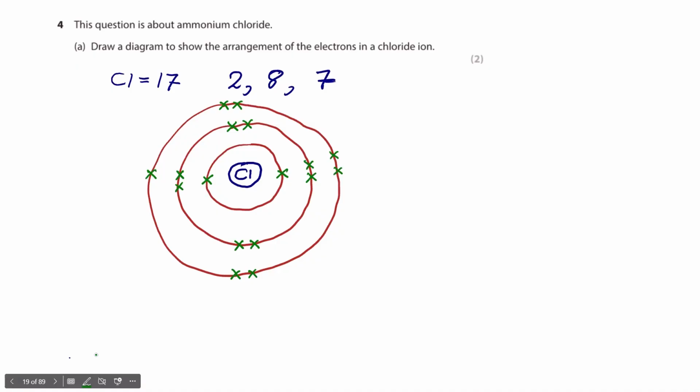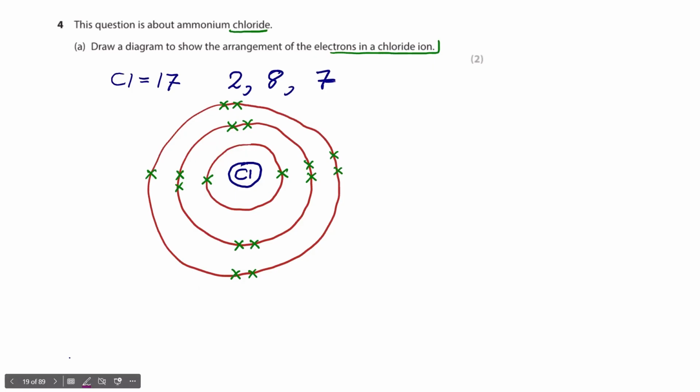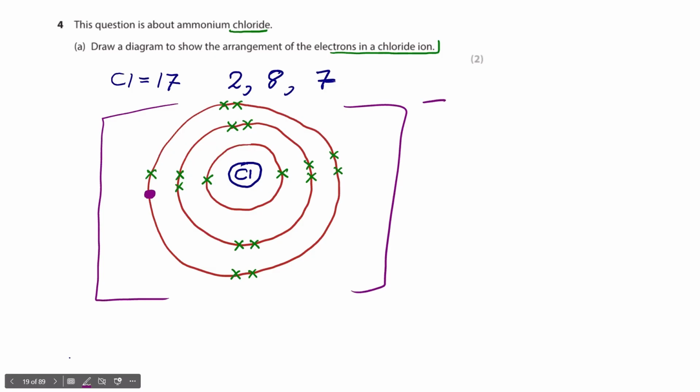But here they are not talking about the chlorine atom, they are talking about the chloride ion. Chloride ion means an atom gains an extra electron. So to make chlorine into chloride, you have to give 1 extra electron. This is the chloride ion, so it gets a negative charge. Now we do the electron arrangement of the chloride ion, and we get full marks for this one.